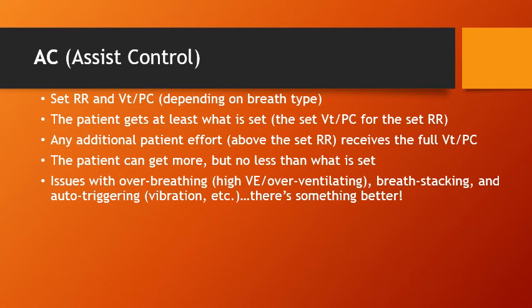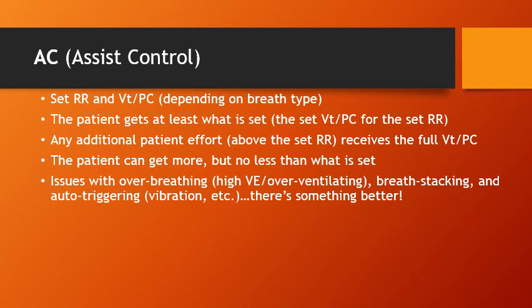Now, any additional patient effort, so if the patient tries to breathe 17 times a minute, above the respiratory rate that we set, they're going to get the full tidal volume or pressure control for anything above that they try to initiate. So therefore the patient can get more, but no less than what is set. So again, if you set a respiratory rate of 15 and a tidal volume of 400, and the patient breathes 18 times a minute, those 3 extra breaths a minute, they're going to get the full 400 milliliters of tidal volume.